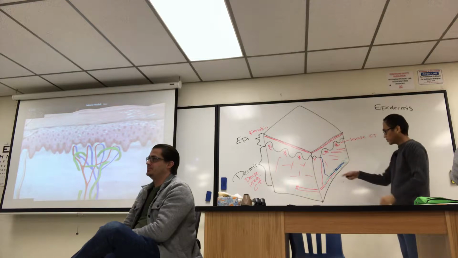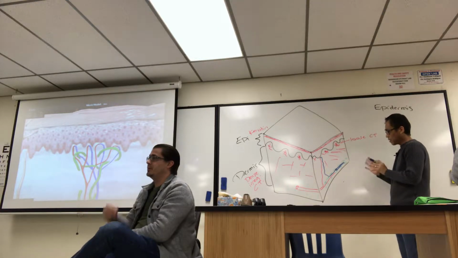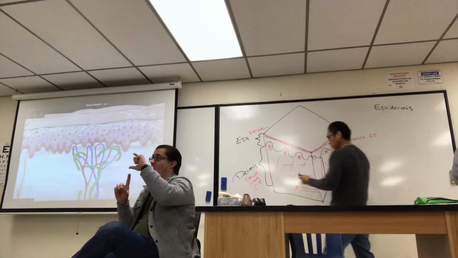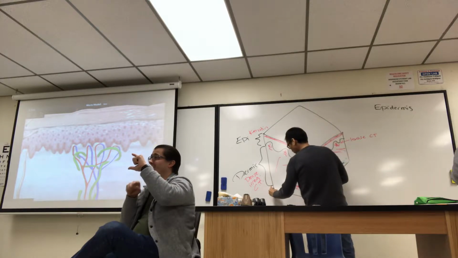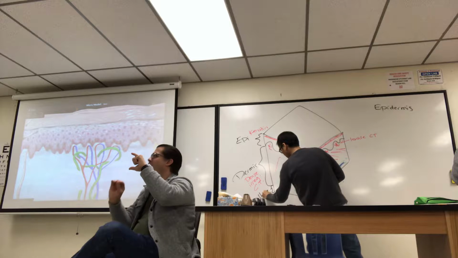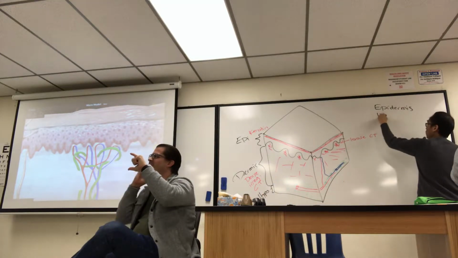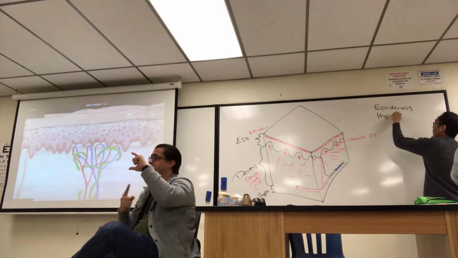I'll just draw blood vessels. So you have blood vessels that are in the hypodermis. So pretty much from my bottom layer there, I'll just put hypo here, which is short for hypodermis.